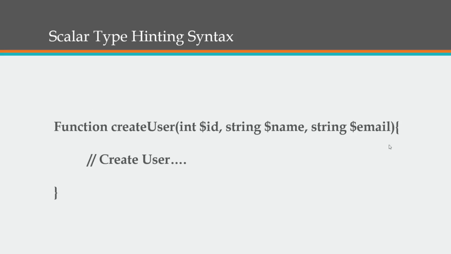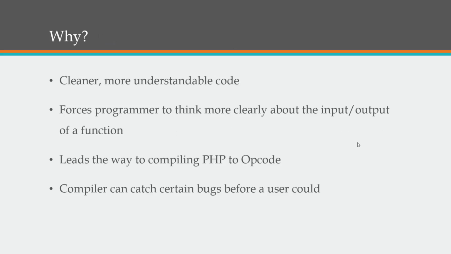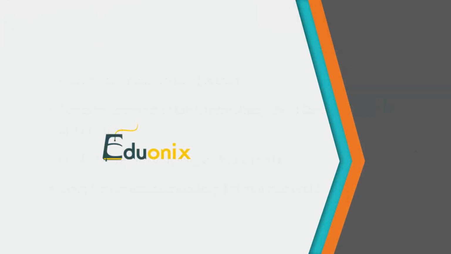Like I said, this is completely optional. You don't have to do this, but it does help in a couple different ways. For one, it gives us cleaner and more understandable code. We know exactly what's going in and what's coming out. It forces a programmer to think more clearly about input and output of a function. It leads the way to compiling PHP to opcode, or operational code. The compiler can catch certain bugs before a user could. Now let's jump into our text editor and I will give you some examples.